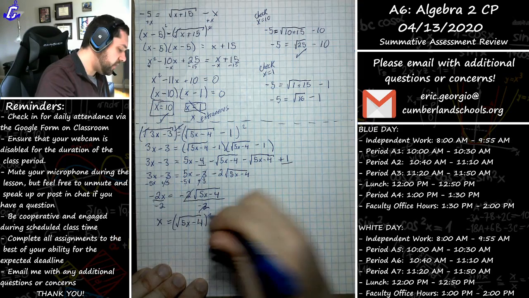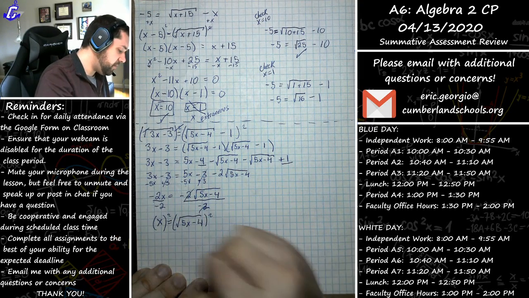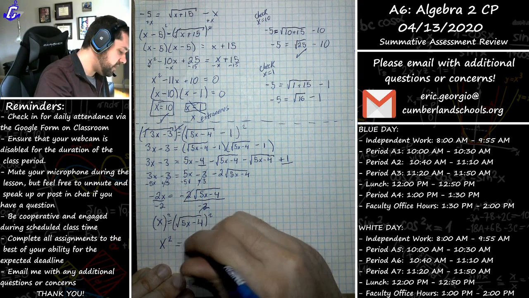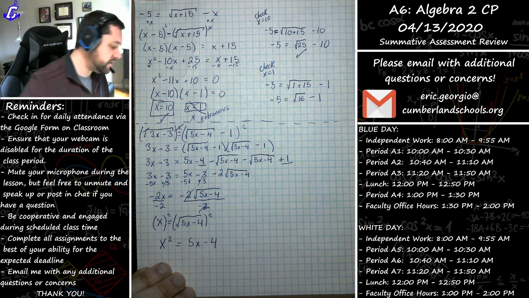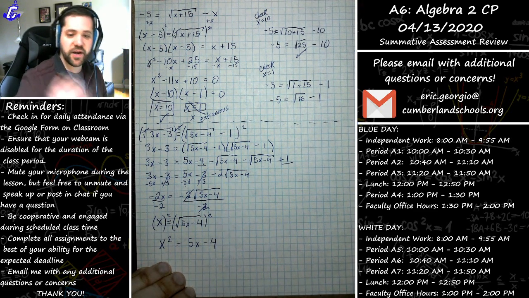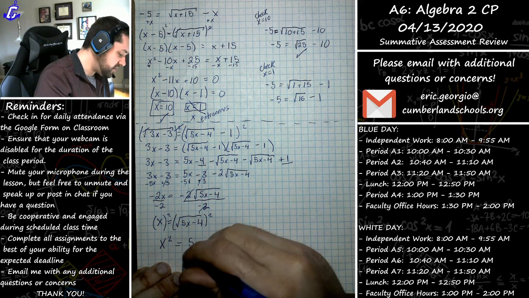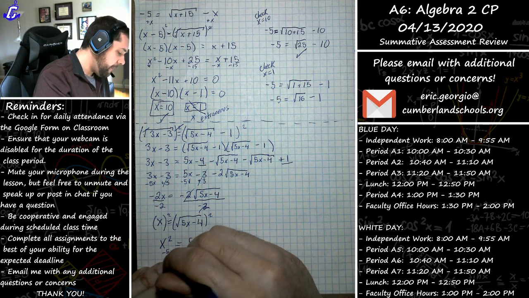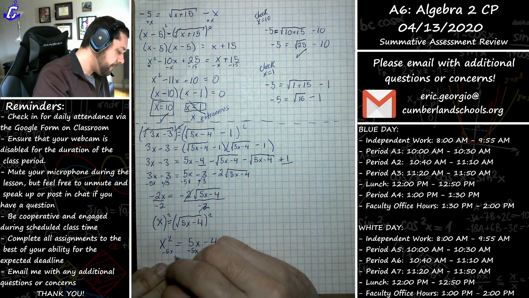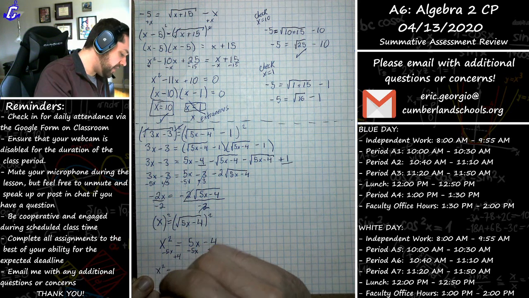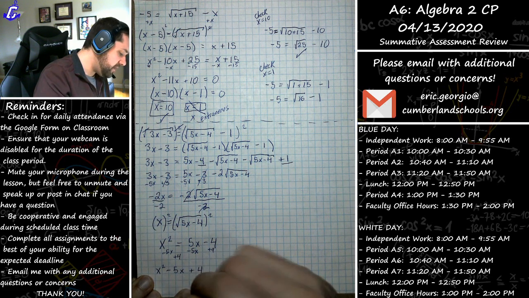Now I can go ahead and square both sides to eliminate that last radical. Should be pretty straightforward at this step. X squared equals 5x minus 4 because the square root and square cancel out. We see that x squared, prime time indicator to factor. Subtract 5x to this side and add 4 to this side. We got x squared minus 5x plus 4 is equal to 0.